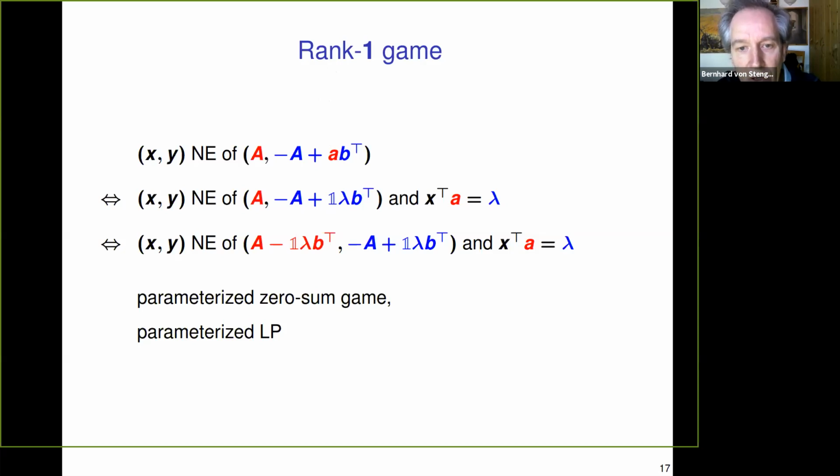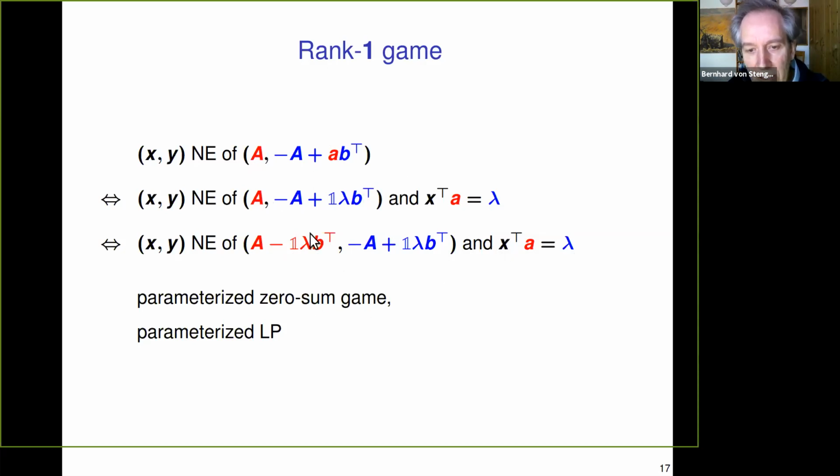Okay, so let's recall what we did here. A Nash equilibrium of such a rank 1 game here is actually a Nash equilibrium of the parameterized game, where you add certain lambdas, b's to the columns, and the hyperplane that says x times a is equal to lambda. And we knew in this previous lemma that we could subtract these same constants from the payoffs of the row player, and thereby create a zero-sum game here. So we have the Nash equilibrium of zero-sum games and this hyperplane.